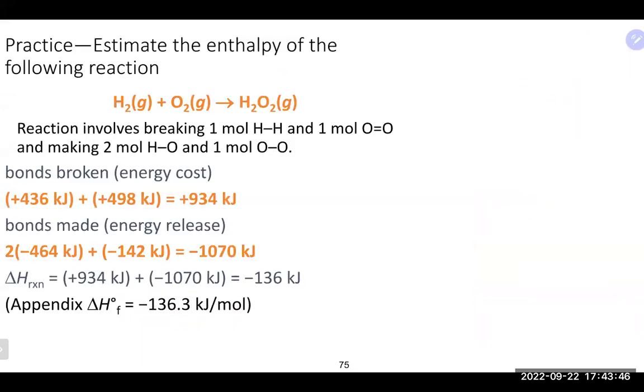So for example, here you can see they did it here. They added up all the bonds that were broken. So that's our H single bond here, our oxygen double bond there, for a grand total of positive 934 for the breaking part of it.